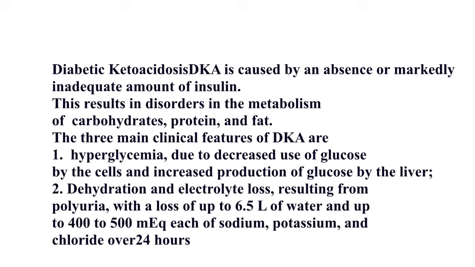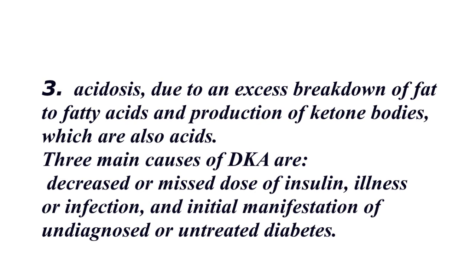2. Dehydration and electrolyte loss, resulting from polyuria, with a loss of up to 6.5 L of water and up to 400 to 500 mEq each of sodium, potassium, and chloride over 24 hours, and 3. Acidosis, due to an excess breakdown of fat to fatty acids and production of ketone bodies, which are also acids.